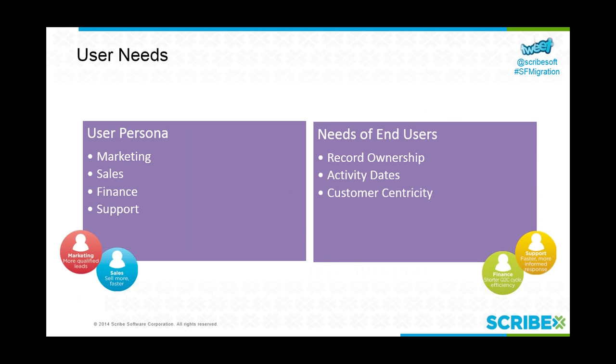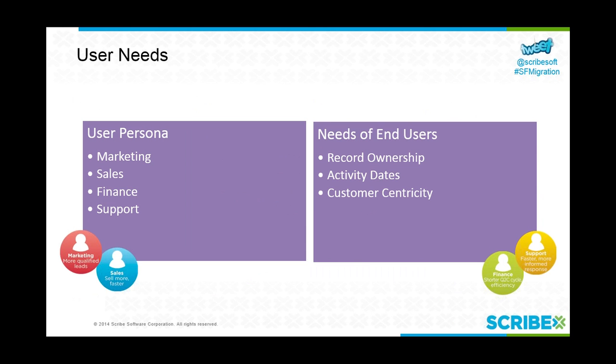And if you look at, for example, a finance person, all he wants to have is a shorter quote to cash, let's say, and improved efficiency. So this is a way that you can divide the requirements that your users could have by giving them a user persona. And in addition to those personas, you probably want to look at the needs of end users from their perspective, let's say.